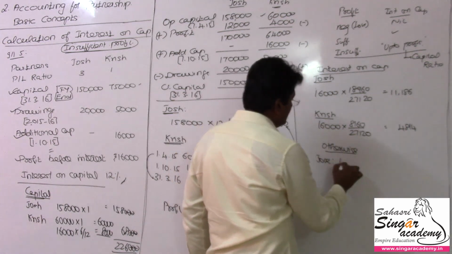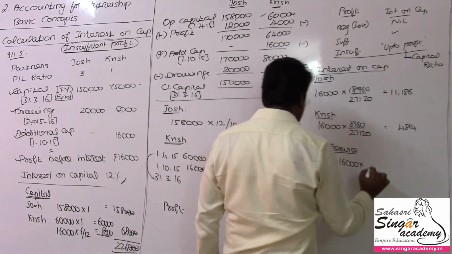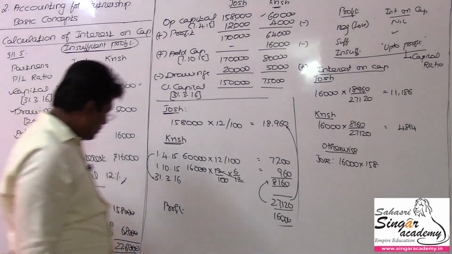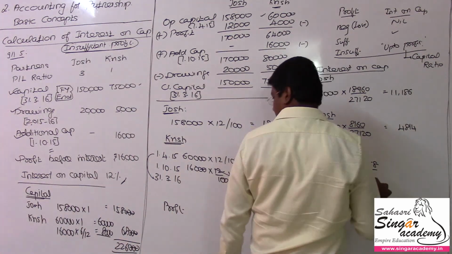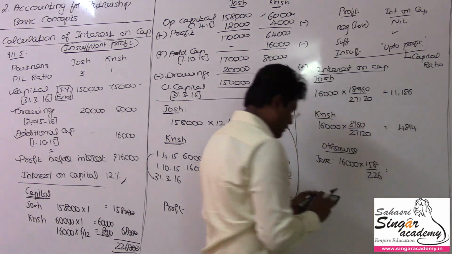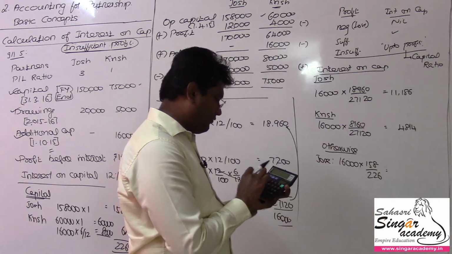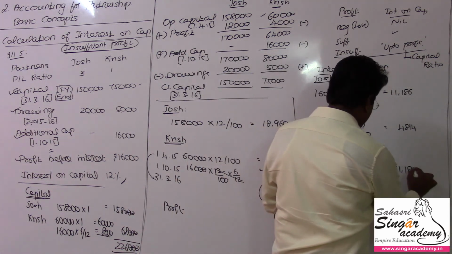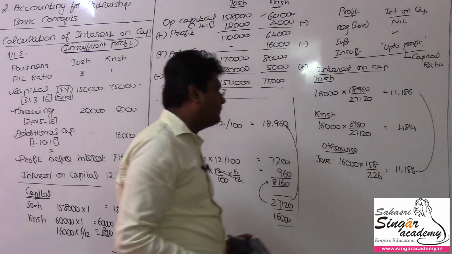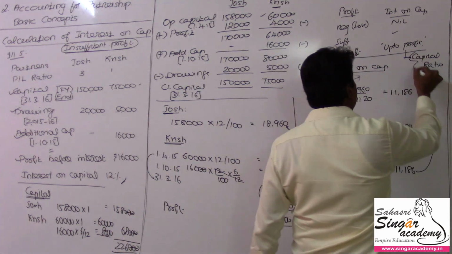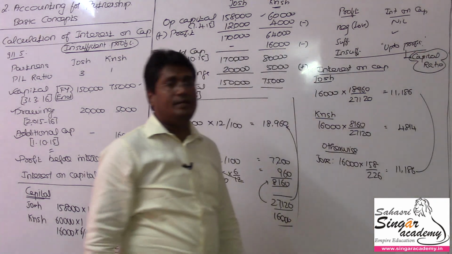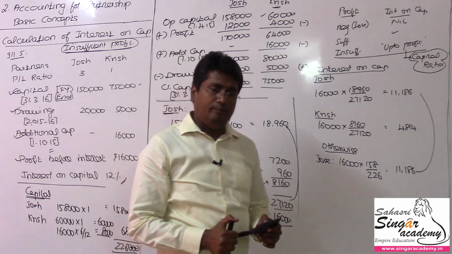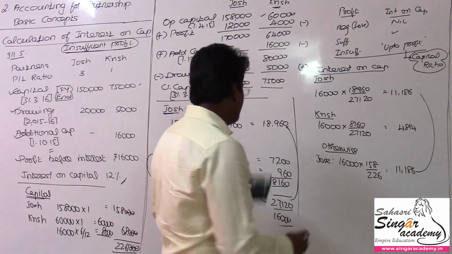So Joe's case is 16,000 and capital ratio. His capital is 158 out of the total, I cut the 3 zeros, out of the total capital of 226. If you calculate this way, 16,000 into 158 divided by 226, of course your answer is 11,186. You get the same answer. Of course, this is the other way. So we can simply say this way: if the profit is insufficient to pay off the interest on capital, we can simply follow the capital ratio. Here capital ratio, we mean the weighted average capital. Okay. So Joe's case is over.